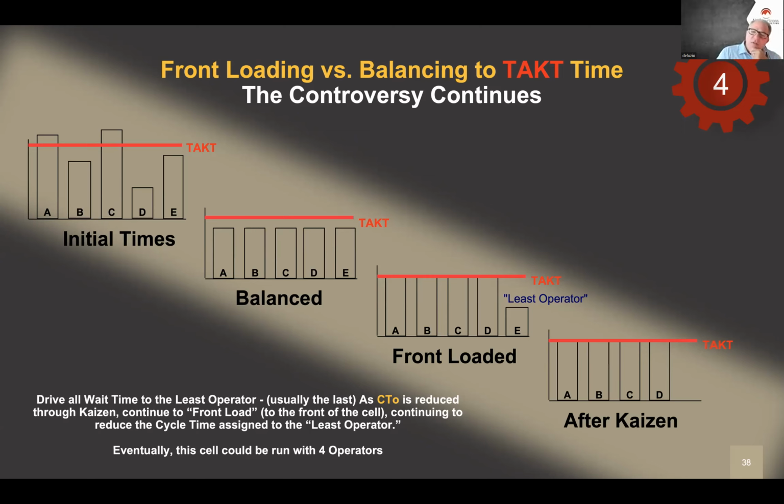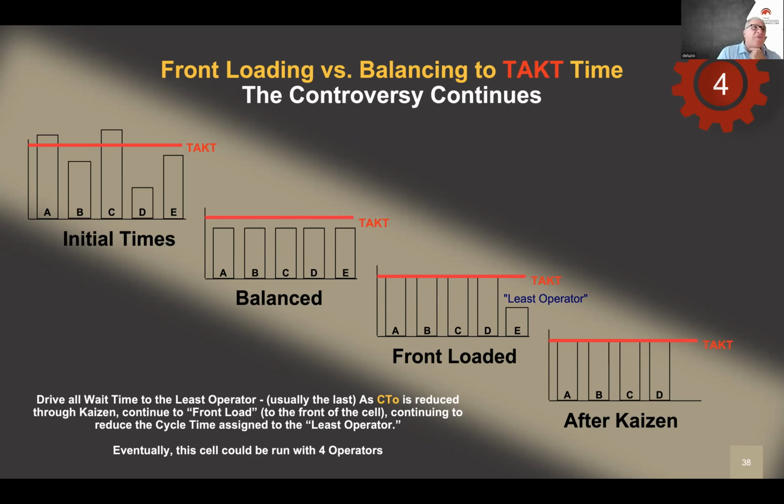But I don't really get to have headcount reductions. And by the way, that doesn't mean laying people off. Headcount reductions to become more productive in a cell unless I front load. Because if I do the balanced approach here, I'm always going to have 5 operators. All right. So that's why we want to do the front loading least operator.